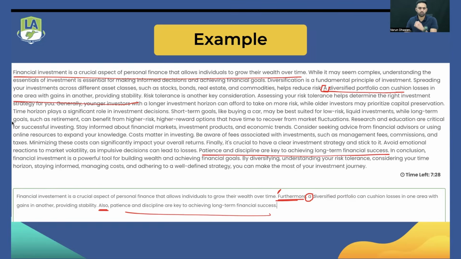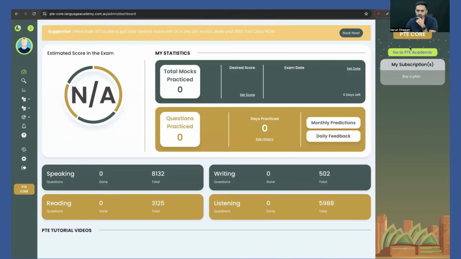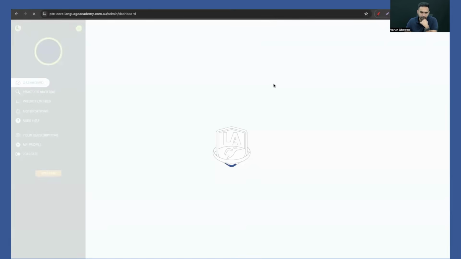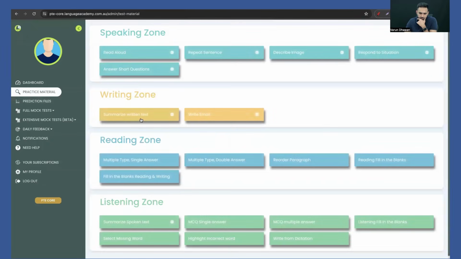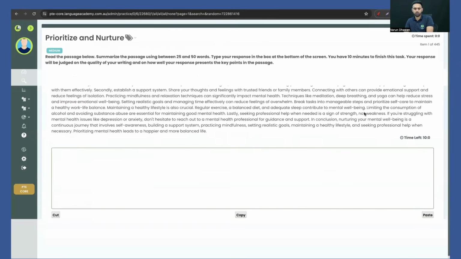All right. So this is a website. You can go and practice over here as well. So once you go on languageacademy.com.au, you just register, you log in, and just go to PT Core. Then you go practice material, summarize written text. Now let's say this is the passage, right?